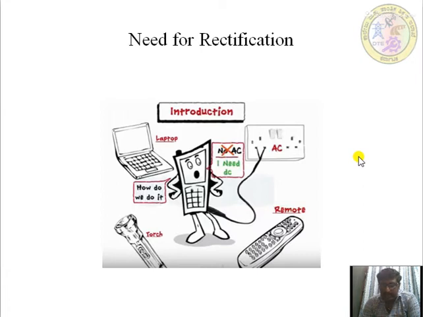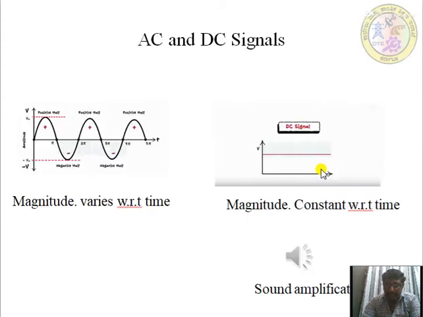The conversion of AC voltage to DC voltage is known as rectification. It is simple: if the AC is directly connected to your mobile charger, we don't require AC, we require a conversion of AC to DC.